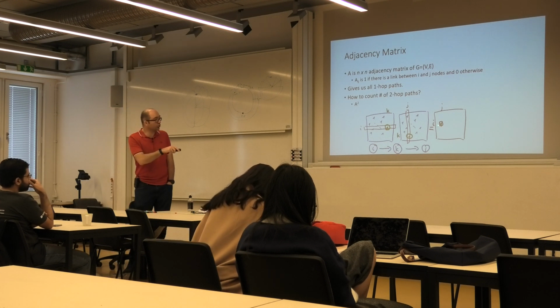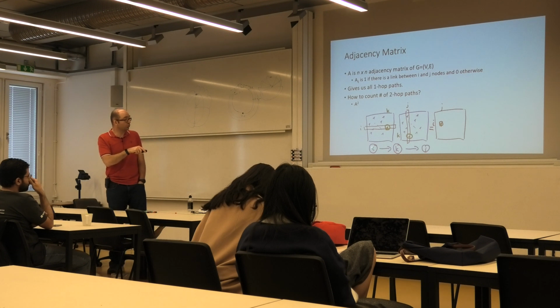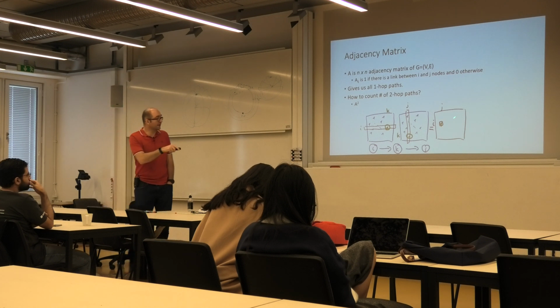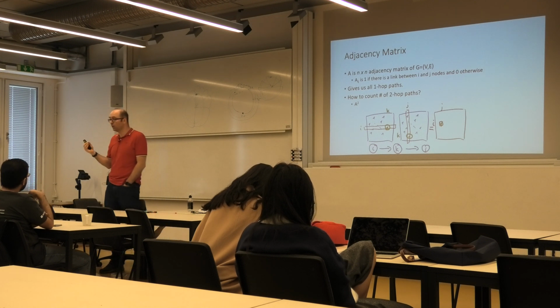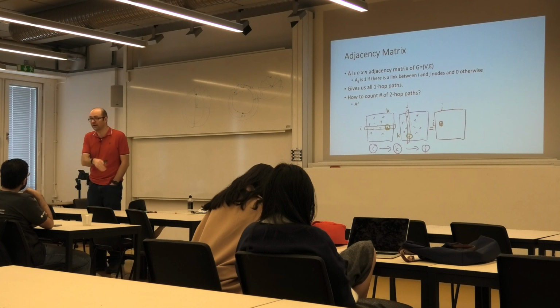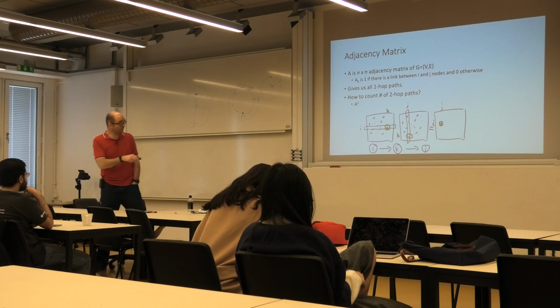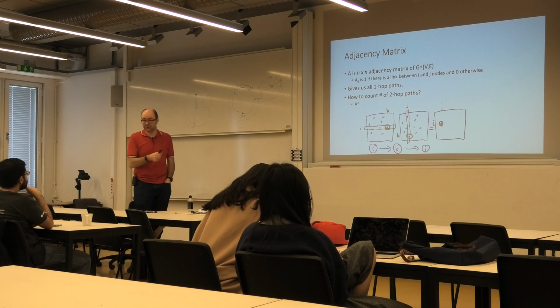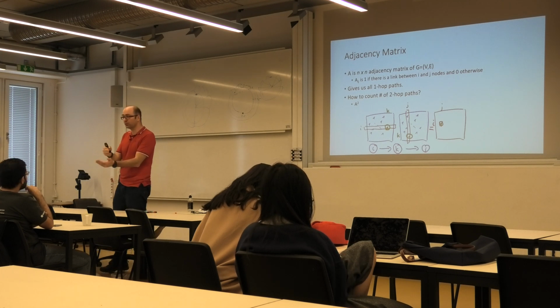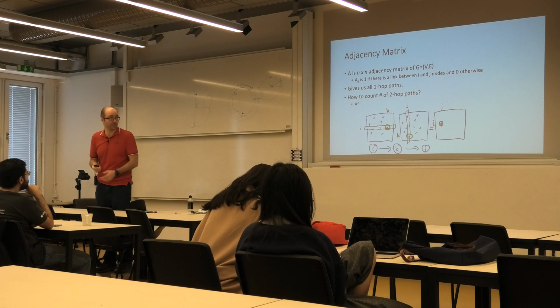And if I see 2 here, that means there were 2 paths from i to j, one through k, another through the same k2. And from the number I see here, I can know how many paths there are from i to j in 2 hops. This is clear. So basically, A square just gives us a very quick view of how many 2-hop paths exist from i to j.